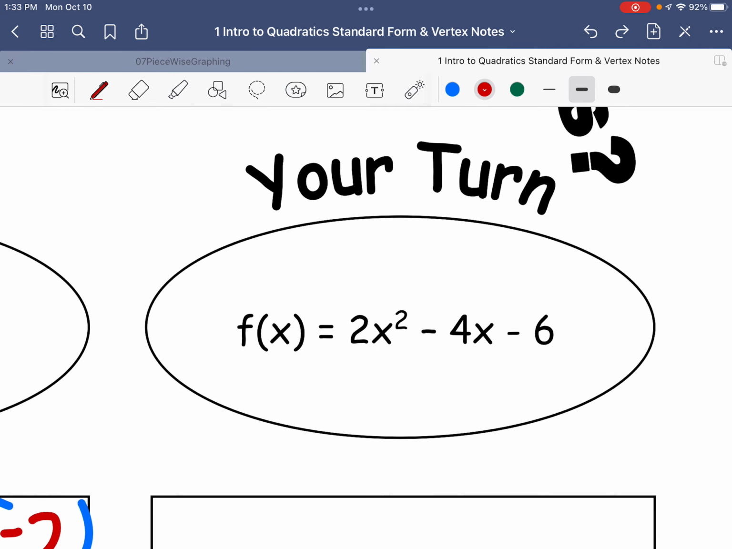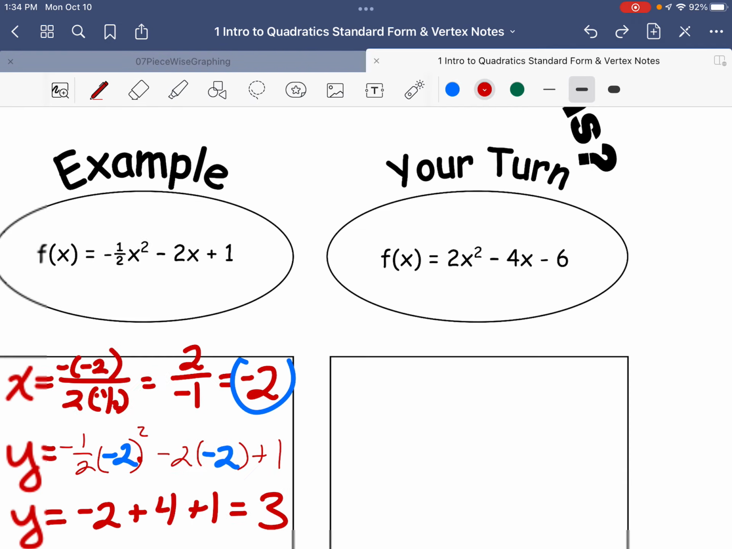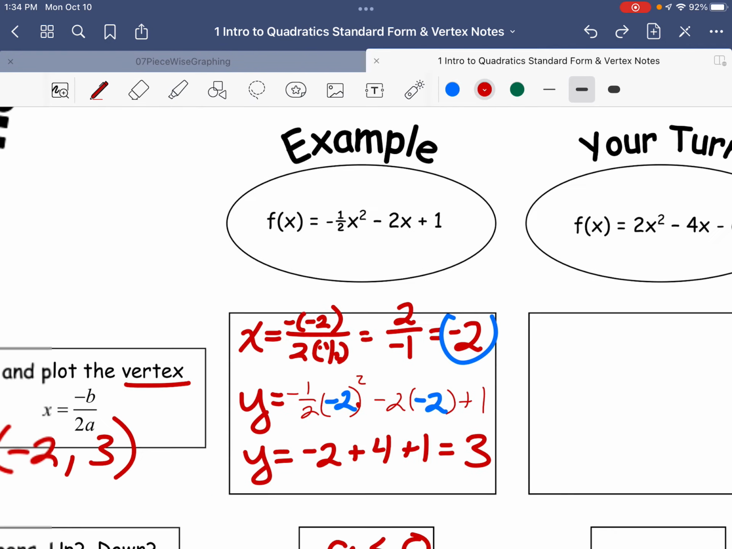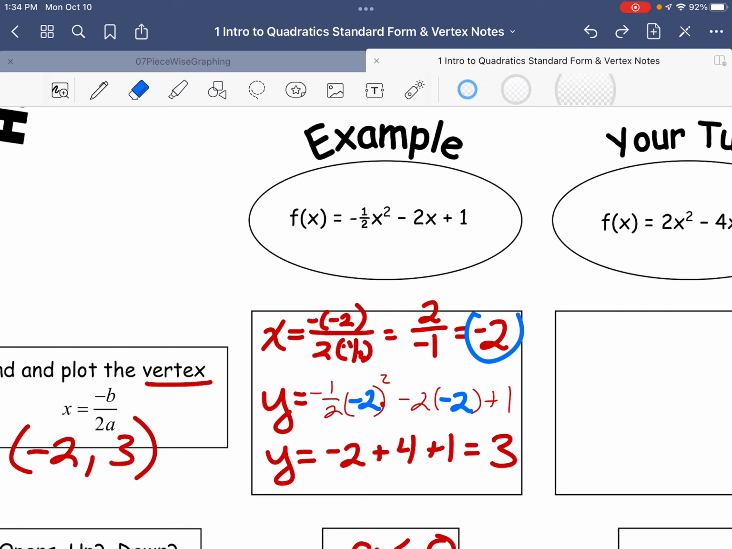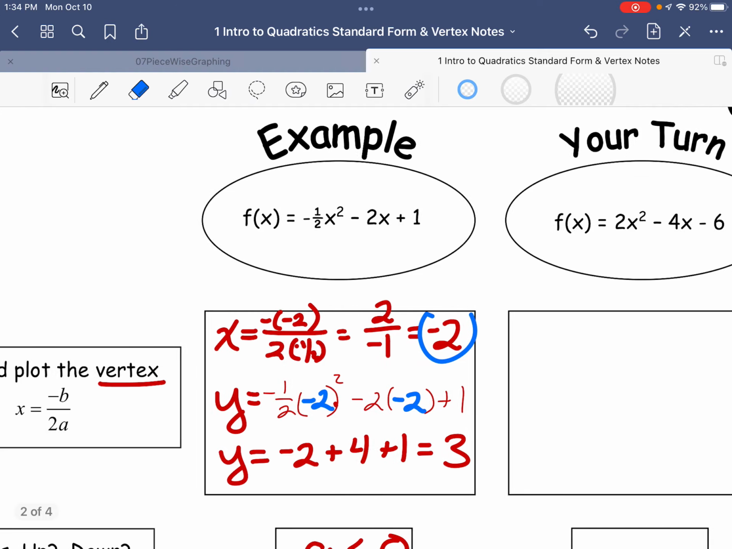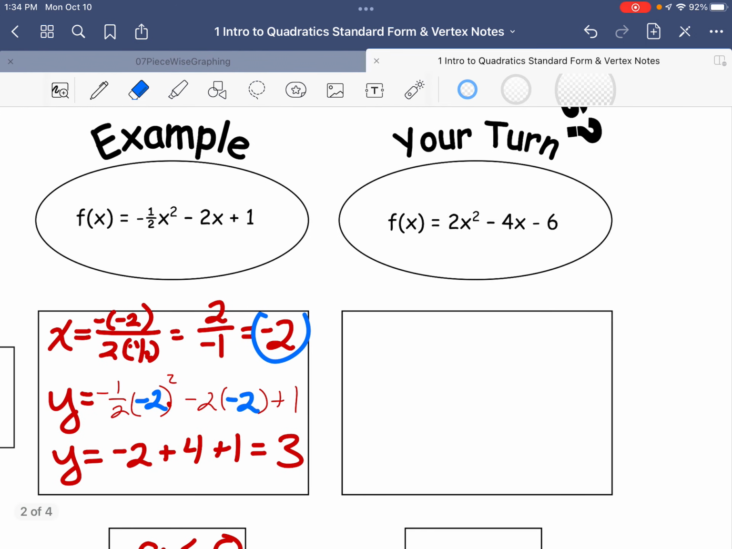Can you do one of these on your own? Okay, well, I'd like you to try. To do this, you have to end up with some points, but they're not just random points. In fact, the most important point is the vertex. And remember, that vertex comes from a formula. That formula being the opposite of b over 2a. So that's where you want to start.